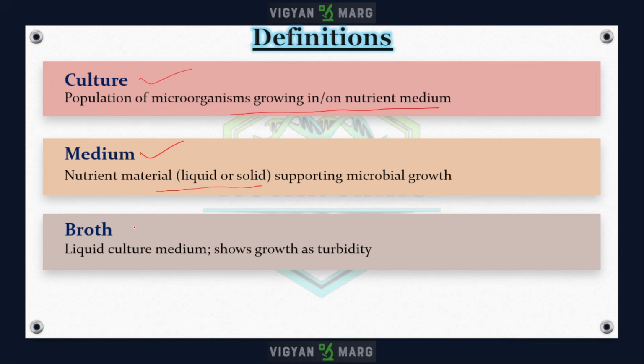Next is broth. A broth is a liquid culture medium, and when you grow microorganisms in a broth, you will see changes such as turbidity, formation of a surface pellicle, or sedimentation at the bottom. Later in the lecture, terms like slant and plate will refer to different physical presentations of some basic nutrient medium.